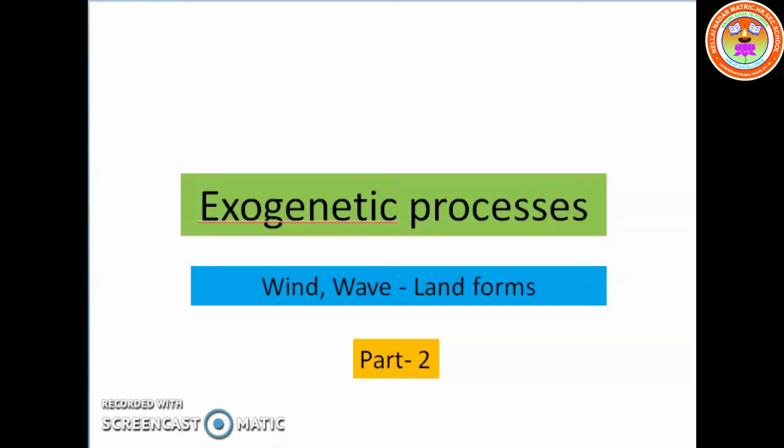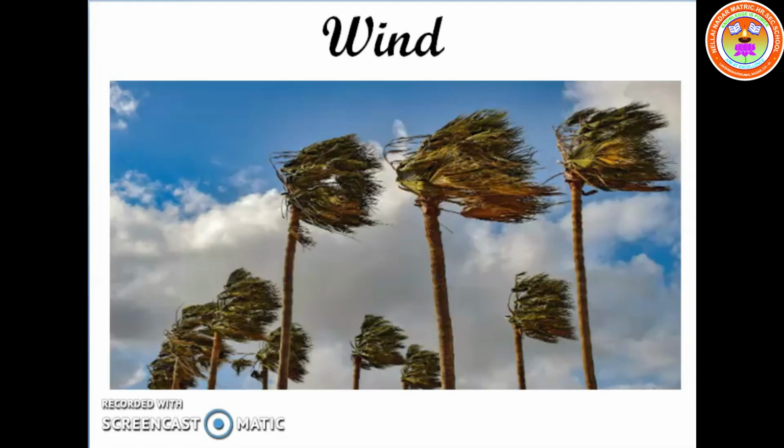In part 2, we are going to discuss about erosional, depositional landforms of wind and waves. First one, wind. What is wind? When air blows horizontally near the earth's surface, it is called wind.